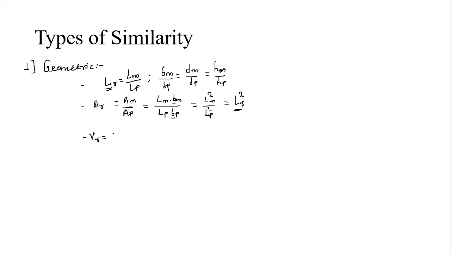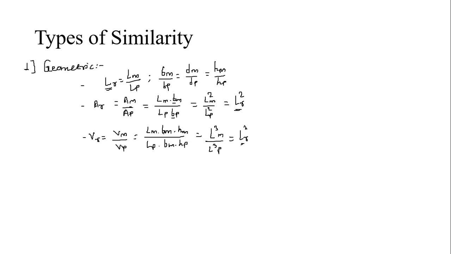Similarly, for the volume scale ratio, VR, I would like to go. The volume scale ratio will be volume of the model divided by volume of the prototype, and in volume we get length, width into height. So length of a model, width of model into the height or depth of the model divided by length of the proto, width of the proto into the height of the proto. Once again the width and the height we consider as a length dimension, so it will be L cubed of a model divided by L cubed of a proto, that equals LR cubed.